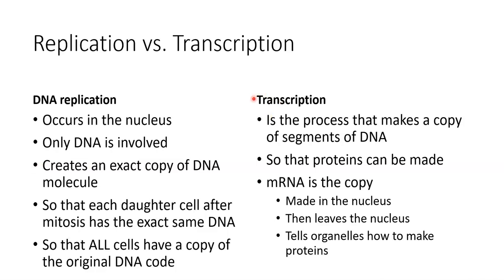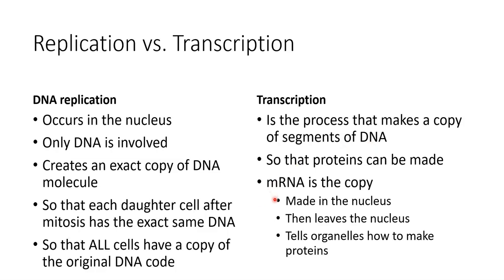Transcription, though, is also a process that makes a copy of DNA, but it only makes copies of segments of DNA so that proteins can get made. And remember, we need proteins to be alive. And instead of making another DNA molecule, what happens is mRNA, messenger RNA, is the copy of the segment of DNA. So just a piece, a section of the DNA gets copied, and that copy is messenger RNA.